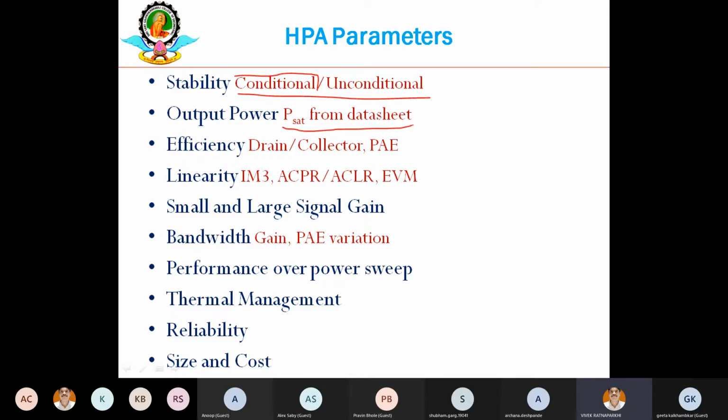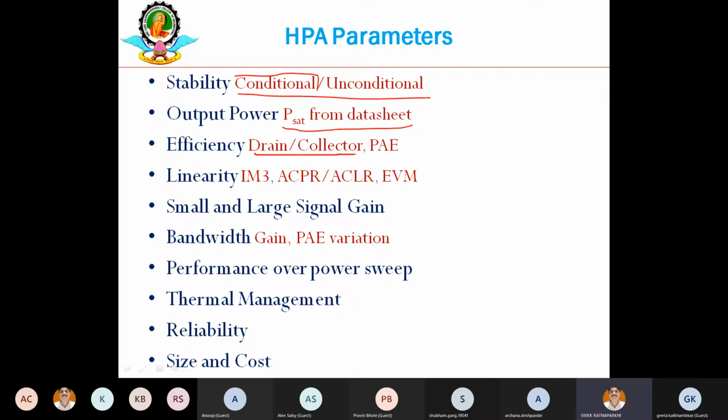So you have to understand, if 10 watt is the saturated output power, then you can design your amplifier using that transistor. Maximum output will be 10 watt. That is the meaning: what is the maximum output power that can be produced by that particular transistor. So, efficiency. Then we have two important types of efficiencies.